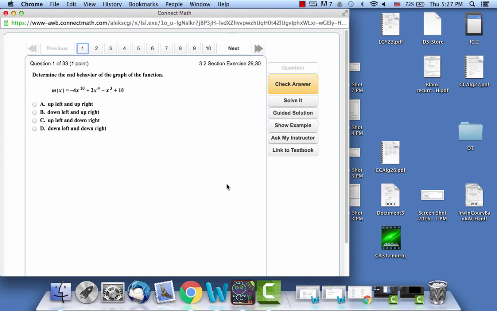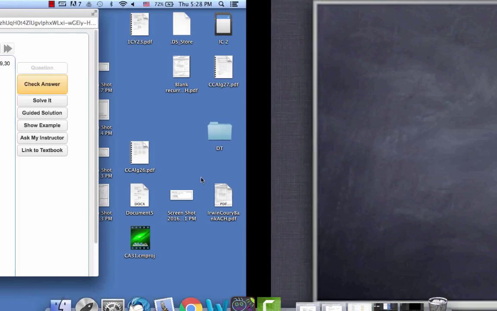Okay, so let's talk a little bit about polynomials. End behavior means what happens as you go off to infinity. So the best way I think to remember it is to consider two things that you know. You know what a line does.